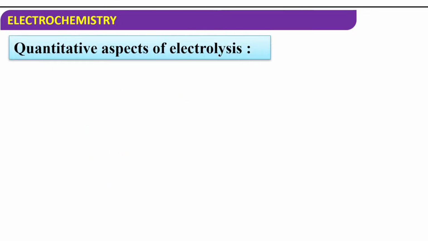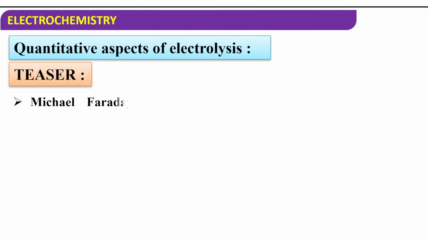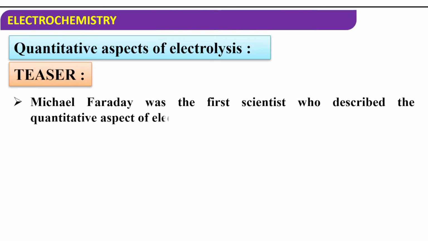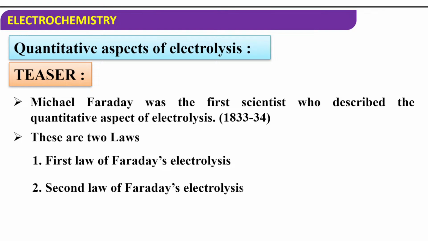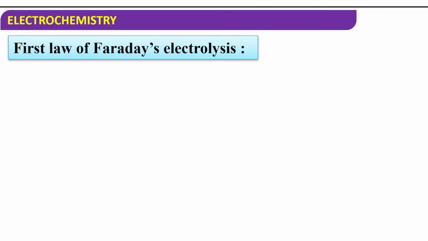Now, quantitative aspects of electrolysis. Actually, to get these quantitative aspects of electrolysis, Faraday used his laws. Michael Faraday was the first scientist who described the quantitative aspect of electrolysis in 1833-34. And these are 2 laws: first law of Faraday's electrolysis and second law of Faraday's electrolysis. Now, let us discuss the first law of Faraday's electrolysis.